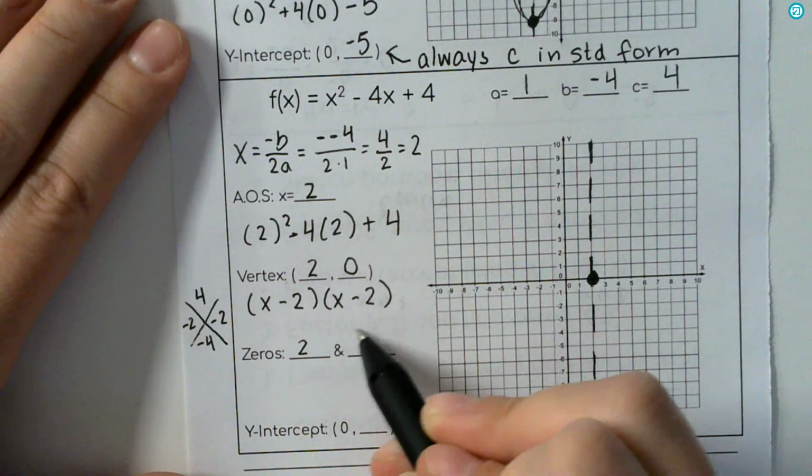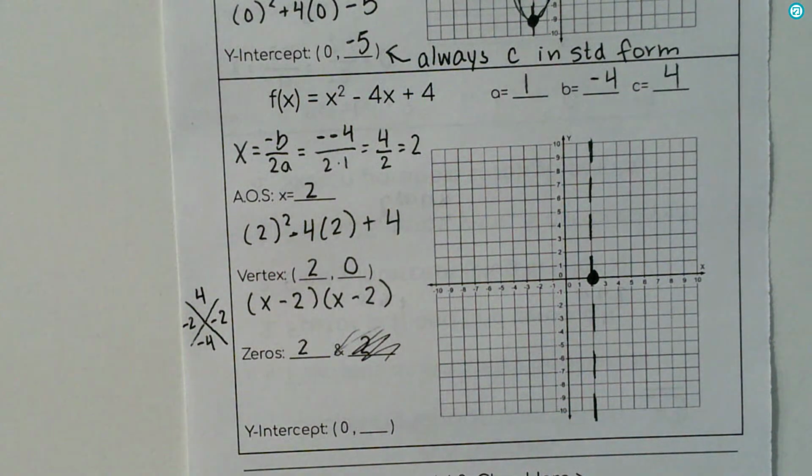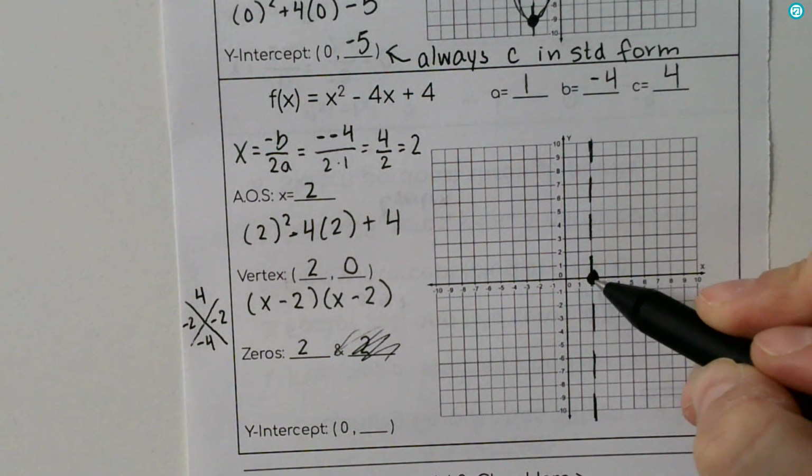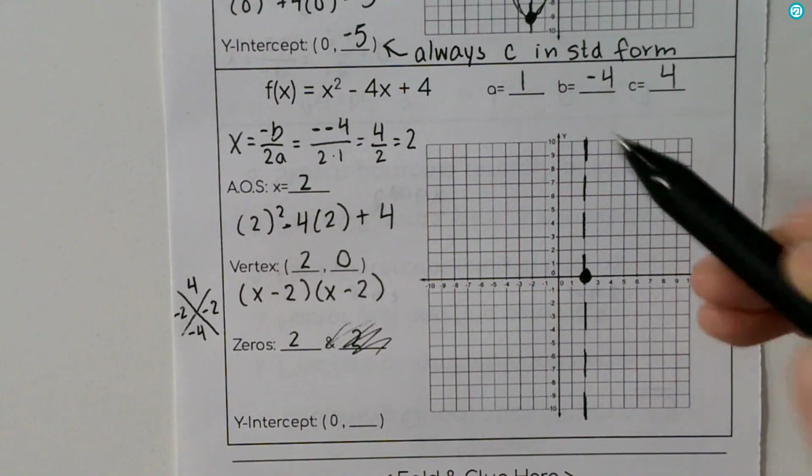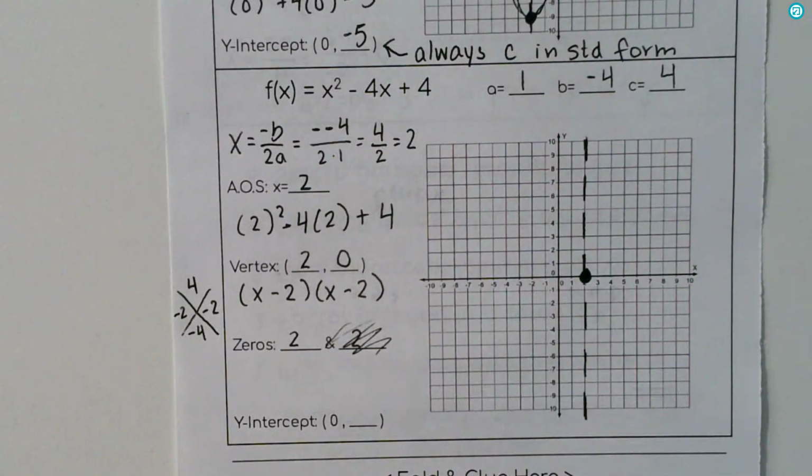You can leave them both. You can cross one off. I don't care. When you go graph it, you would graph the same thing twice. And look, we already have a point there. So on this problem, your vertex and your zero happen to be the same thing.